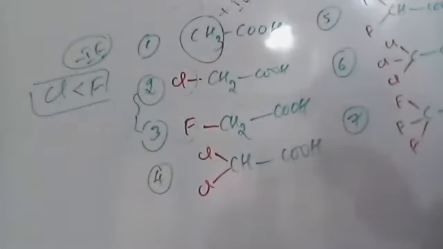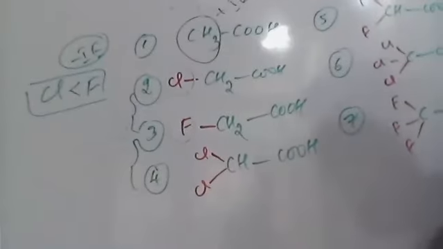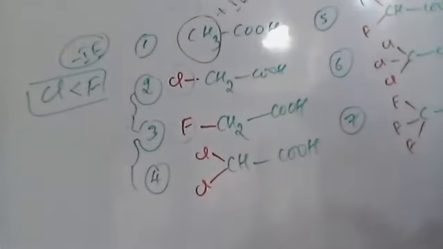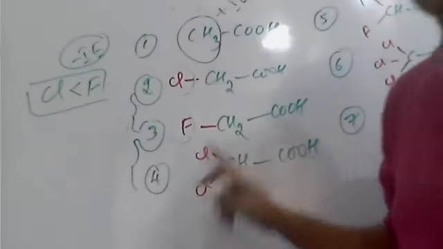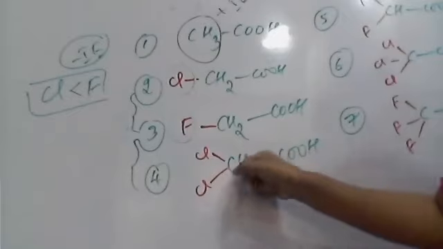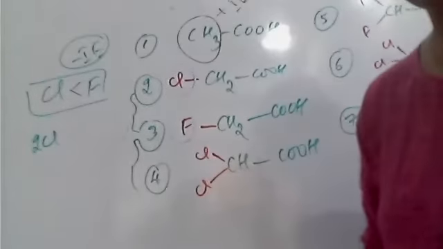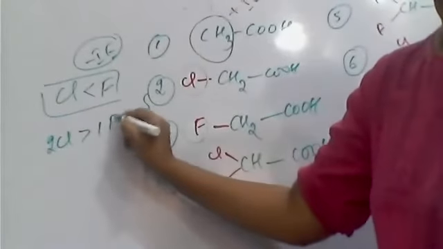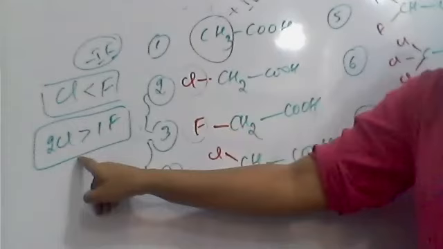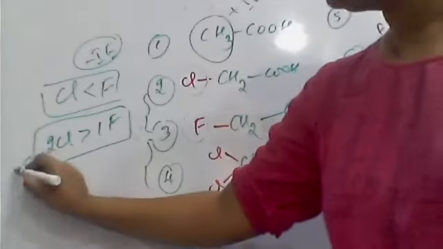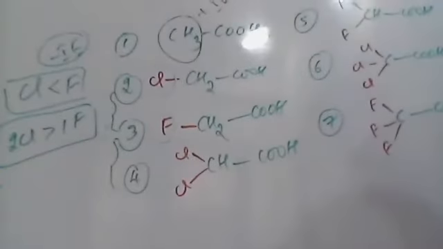Is that clear? And next, when you compare the third and fourth acid, once again the minus effect of fluorine is more, chlorine is less. But here there are two chlorine atoms. So the effect of two chlorine groups is more than one fluorine group. So as the number of chlorines increases, the minus effect is more. On this basis, now we have to arrange the acids.